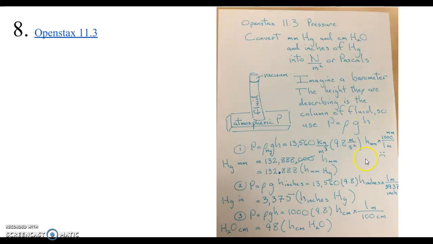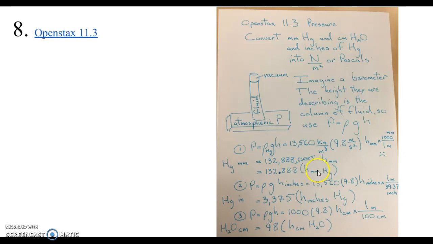So if it's millimeters of mercury, all you do is take the density of mercury, 13,560 kilograms per cubic meter, multiplied by g, 9.8 meters per second squared, and you're supposed to divide by 1,000, not multiply by 1,000. So I had a little boo-boo here. That's no big deal. We're going to change by a factor of 1,000,000 to fix it.